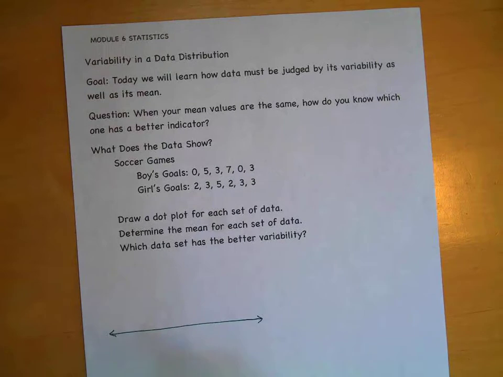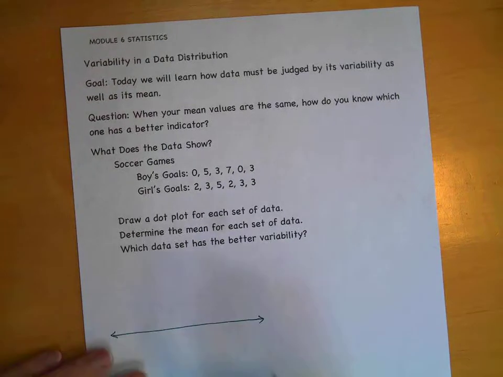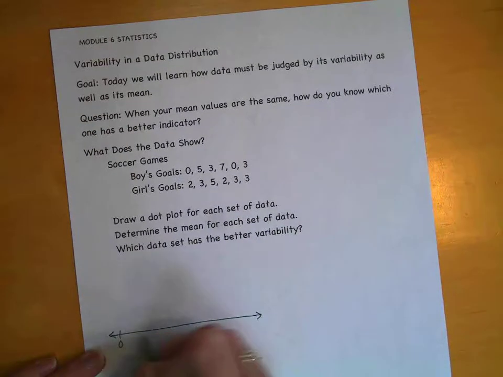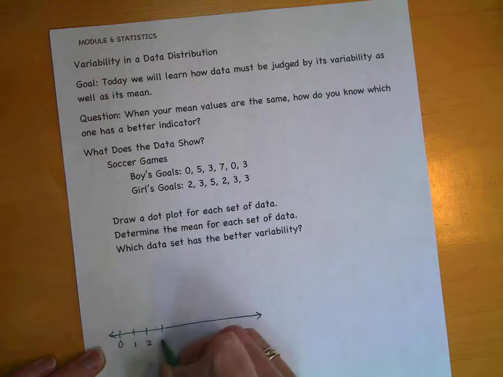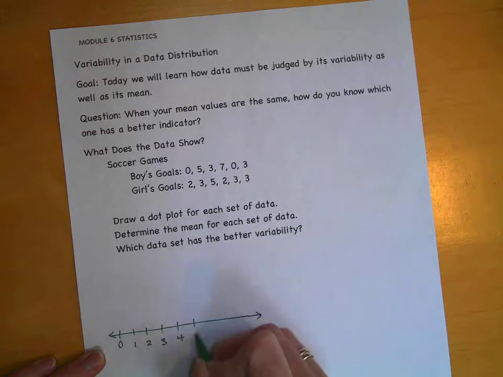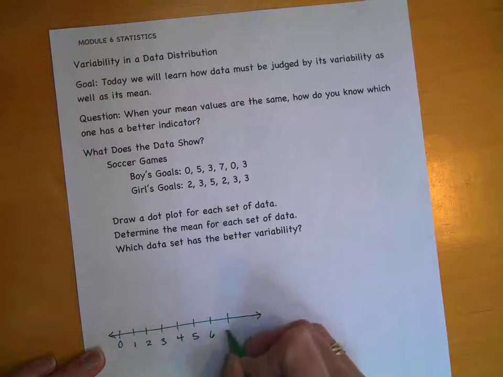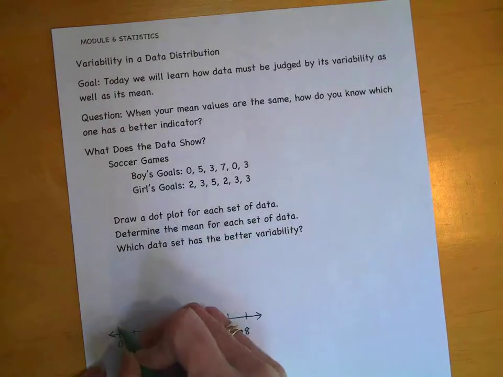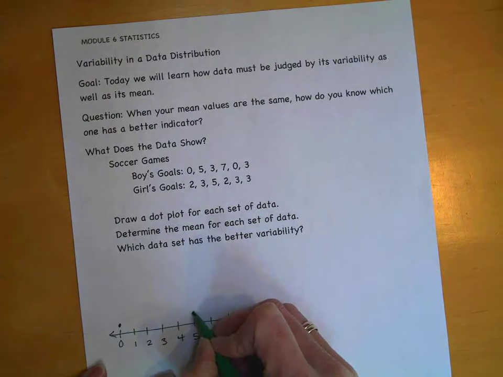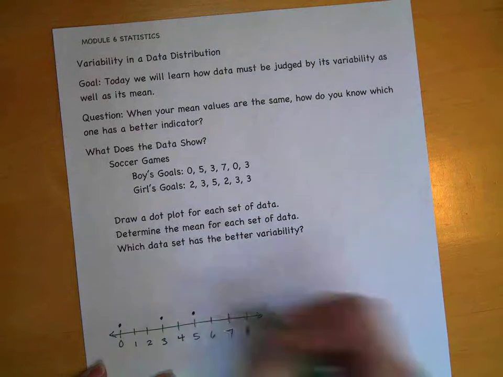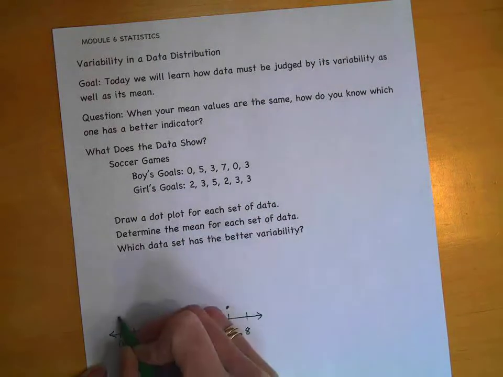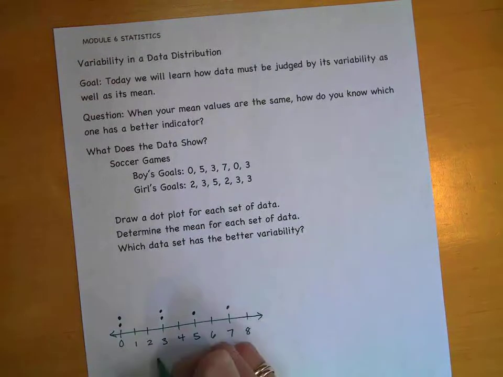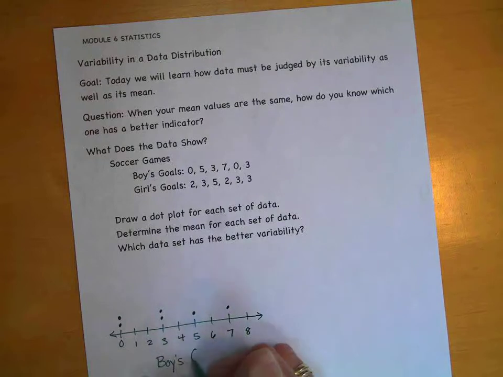Remember, it's the x-axis. And I am doing a dot plot, and it says 0 being the smallest, 7 being the largest, so I'm going to say 0 is here. 1, 2, 3, 4, 5, 6, 7, and I'm going to go ahead and put 8 just because I have room. And then I'm going to plot it. So I had 1, 0, 1, 5, 1, 3, 1, 7, another 0, and another 3. Okay, so let me label it, this is the boys' goals.